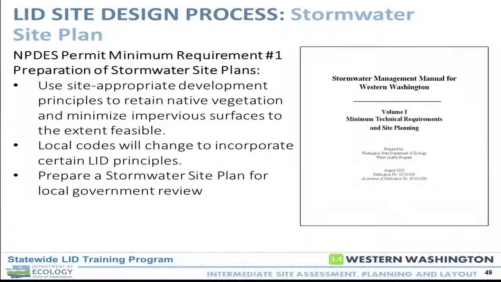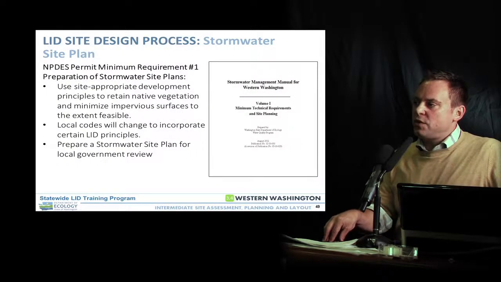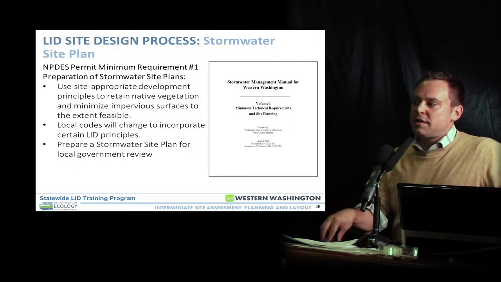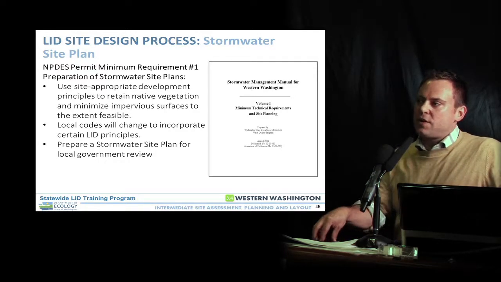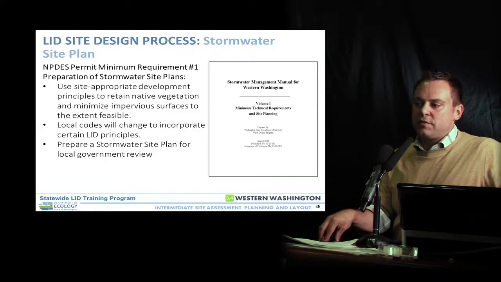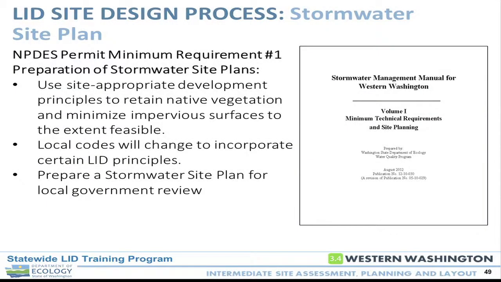So the next step is to develop the stormwater site plan. This is actually required in the NPDES permit. It's requirement number 1 to prepare the plan. This plan requires you to use site-appropriate development principles to retain the native vegetation and minimize. The best thing you can do from a low-impact development design, especially if you have a new green development site, is to minimize how much you impact, because once you impact it, you have to mitigate it. So if there are areas that can be high-functioning that you can leave alone, then great, you won't have to do anything further. And they can also utilize that as a benefit for the site design.